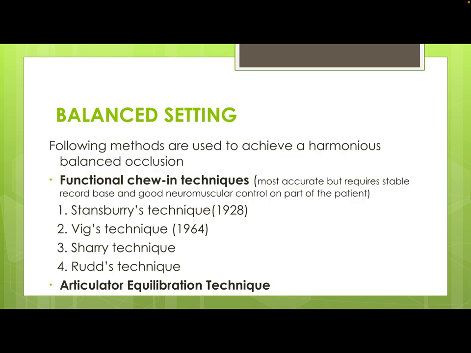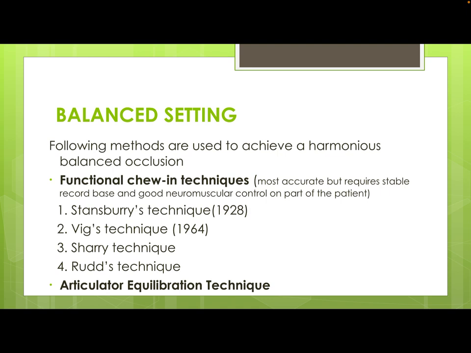Then coming on to the tooth setting, that is the balanced tooth setting. In a balanced tooth setting, there are two methods: the functional chew-in technique and the articulator equilibration technique. The functional chew-in technique is divided into four types. These are done in patients who have good neuromuscular coordination. The first technique is the Stansbury technique.